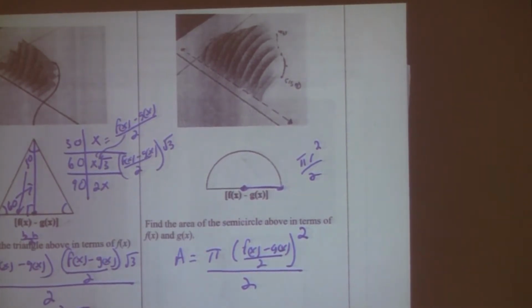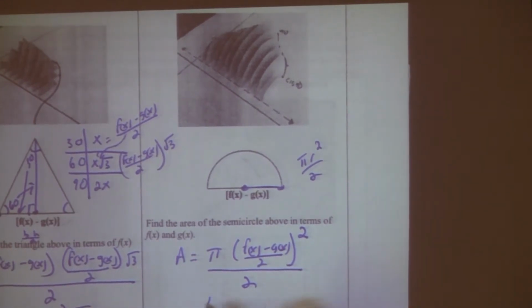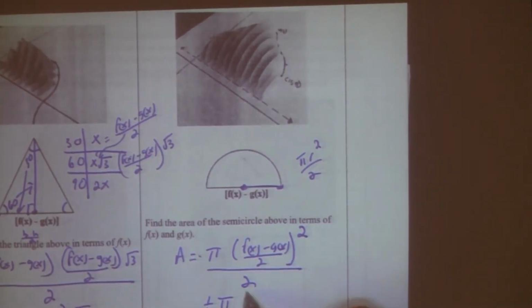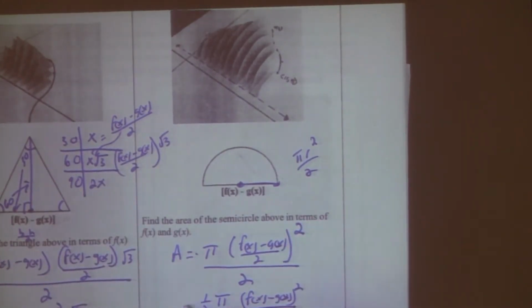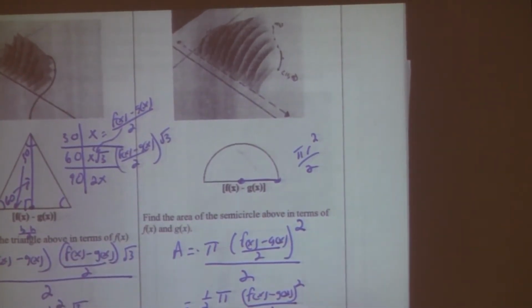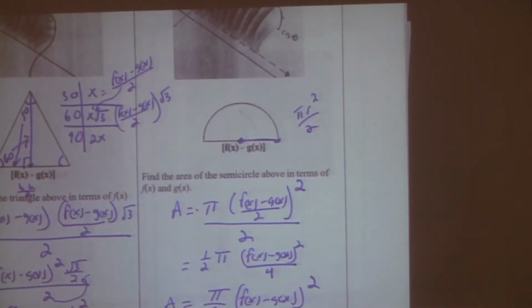Okay? So that technically gives us like 1/2 pi, right? If I square each one of these, it gives me f of x minus g of x squared over what? 4. And we can multiply that 4 with this 2. And that ends up giving us the constant of what in this case? Pi over 8, right? Times f of x minus g of x, what? Squared.